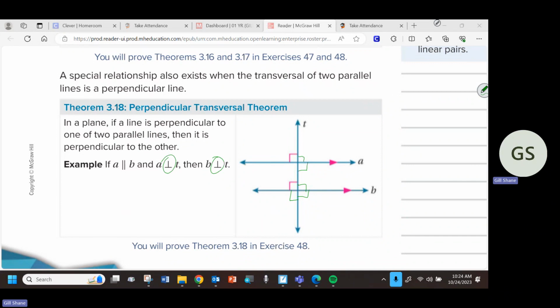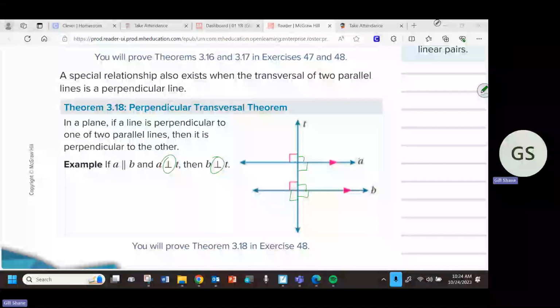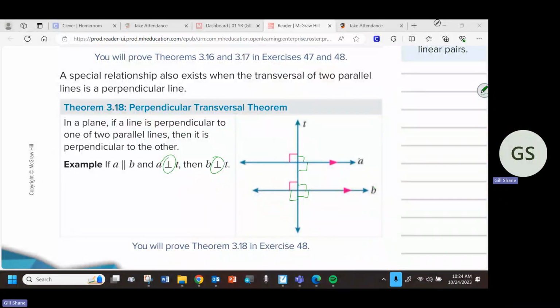So parallel is A and B. Perpendicular is T, so T is perpendicular to either A or to B. Because T is perpendicular to A and it's perpendicular to B. So if it's perpendicular to one parallel line, it's got to be perpendicular to both. The angle will be the same, just like we talked about before with transversals.